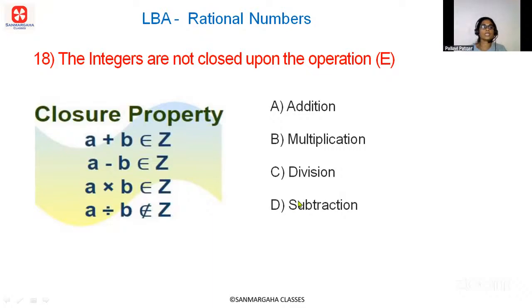Okay, so here closure. So closure property, which states that an operation of any two numbers or two elements of a set always results in another element of the same set.